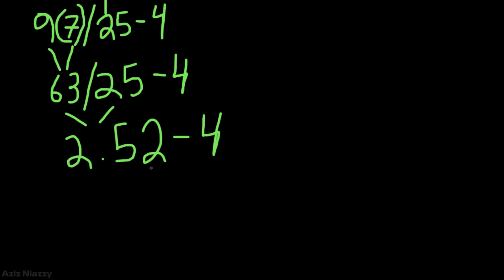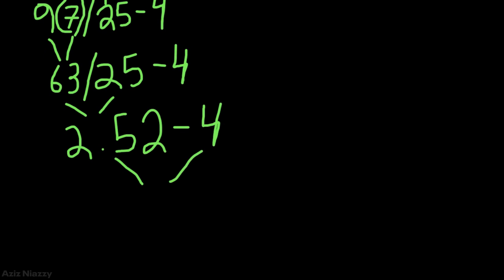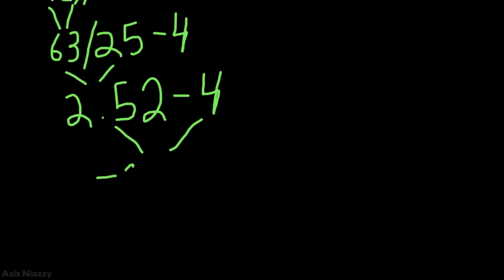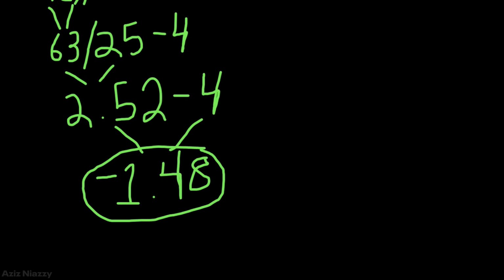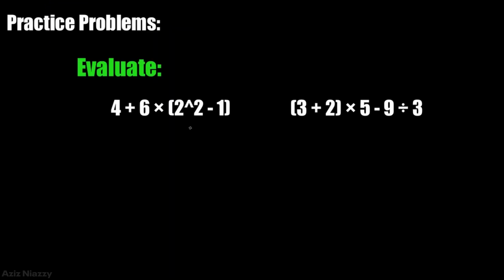And the last thing we will do to figure out the answer is subtract 2.52 minus 4. And the answer to that is negative 1.48. So our final answer to this problem is negative 1.48. Okay, so now we will solve these practice problems. And for you guys at home, you can pause this video and try the problems yourself.